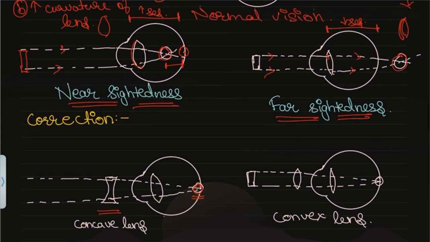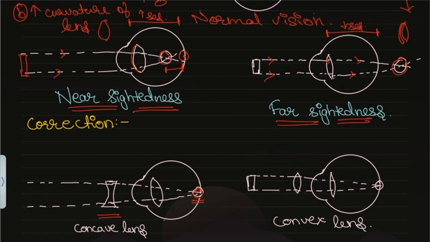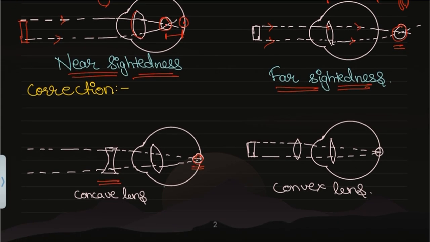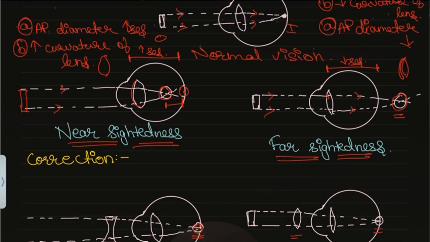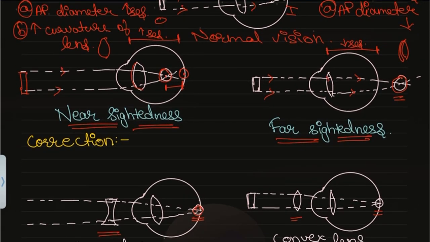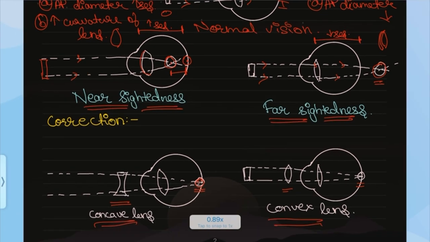In hypermetropia, what is the defect? The image is formed behind the retina. So now what will we do? With the help of spectacles, we will use a convex lens in front of our normal lens, which will help in increasing the converging power of the lens and form the image on the retina. And now the defect can easily be solved. So in myopia, we use a concave lens, and in hypermetropia, we use a convex lens.